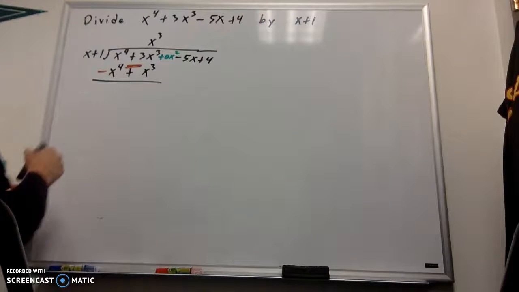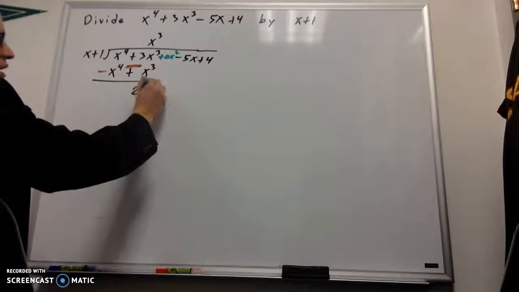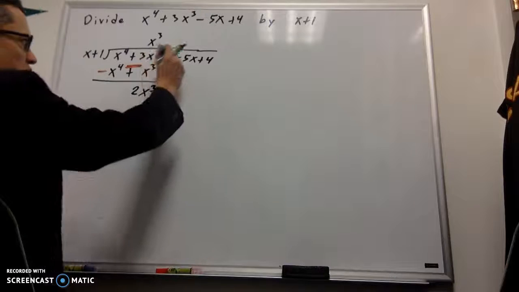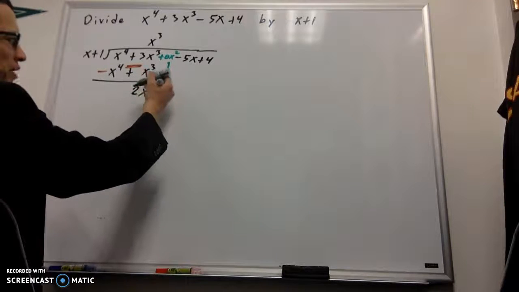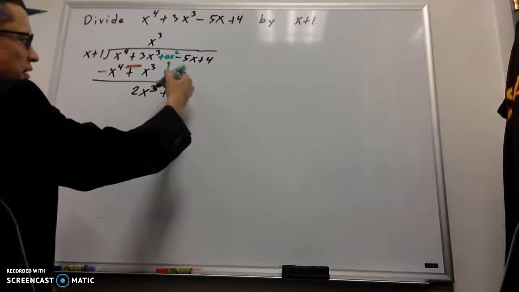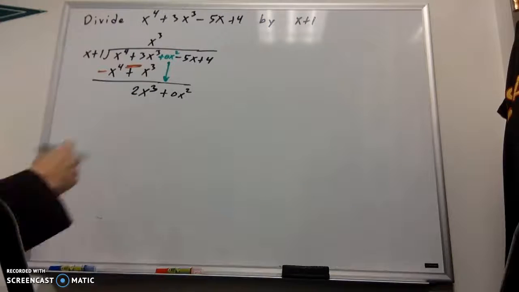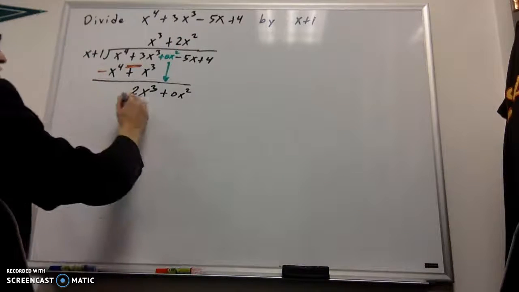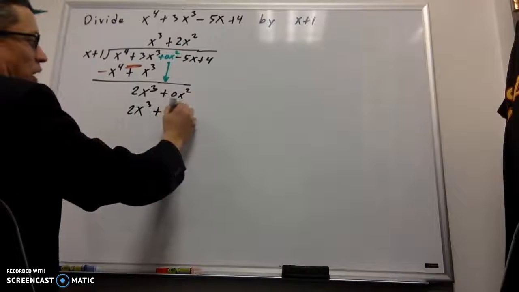So let's see. The x to the fourth term drops out. 3x cubed minus x cubed is 2x cubed. Now I'm going to bring down my 0x squared here. And since I'm dividing by a binomial, I want to keep running with a binomial down here. So I'm going to have a plus 0x squared right there. All right. X times what gives me 2x cubed? Well, x times 2x squared, right? So 2x squared times x is my 2x cubed. 2x squared times 1 is my 2x squared there.